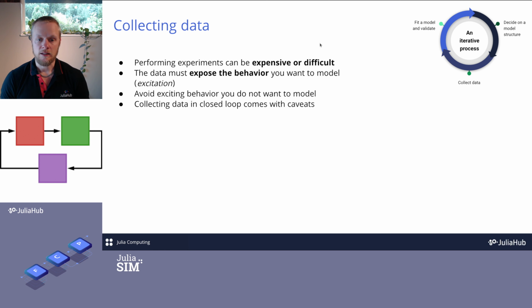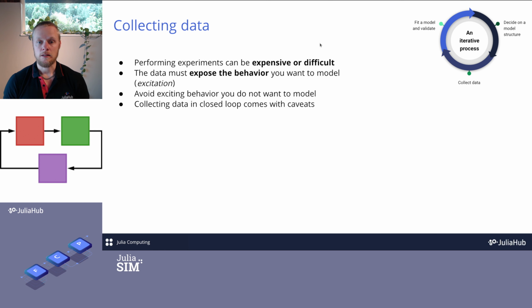Another aspect is that you also want to avoid exposing behavior that you don't want to model. Maybe you know that if I send a particular high frequency into this system, it behaves very strangely, and I don't want to model that because that's not relevant to how I'm going to use the model later. Then you typically want to avoid exciting that behavior in your training data.